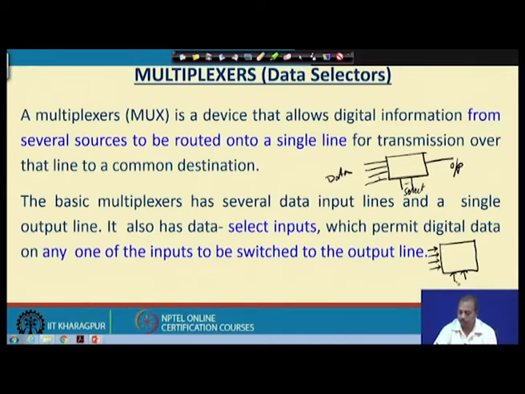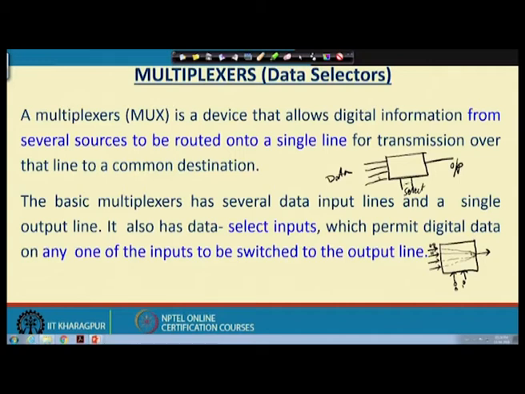depending upon the value, suppose if the value is 0 0, then this input will be routed to the output. So, this corresponds to the select lines 0 0. Similarly, if the value is 0 1, then this input will be routed to the output. This corresponds to the pattern 0 1, this is for 1 0 and this is for 1 1. Depending upon the select line combination that I have, one of these inputs will be routed to the output. This is very useful in many circuit design problems.